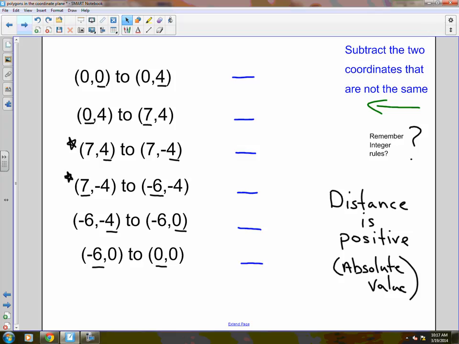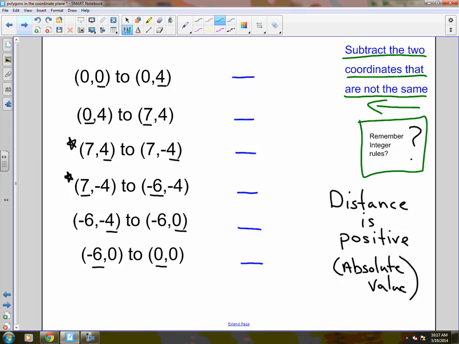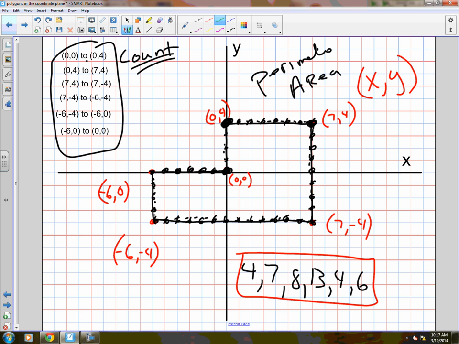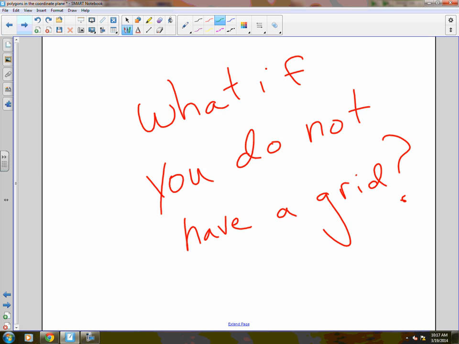And now I want you to look at something. I want you to subtract the two coordinates that are not the same. You have to remember your integer rules. Oh, that's a tough one, right? Also, remember, distance is always positive. It's called absolute value. Absolute value is the distance from 0 to that number, and it's always positive. So watch what happens. Remember those numbers that we ended with? 4, 7, 8, 13, 4, 6. Let's see if we get those numbers again.